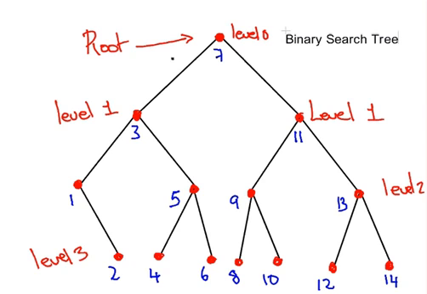The height is the maximum number of levels. So the height of this binary search tree is 3, because it goes down to level 3. So height equals 3, as in the maximum number of levels.